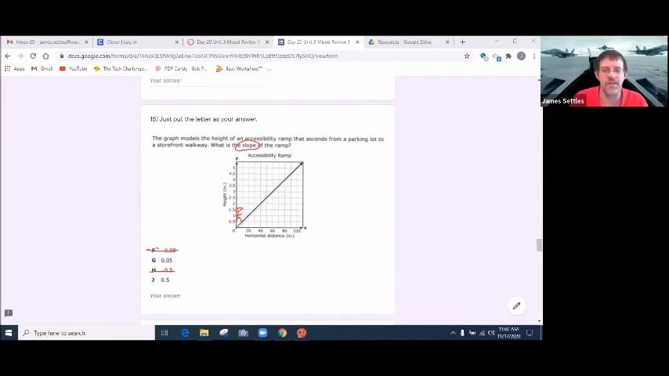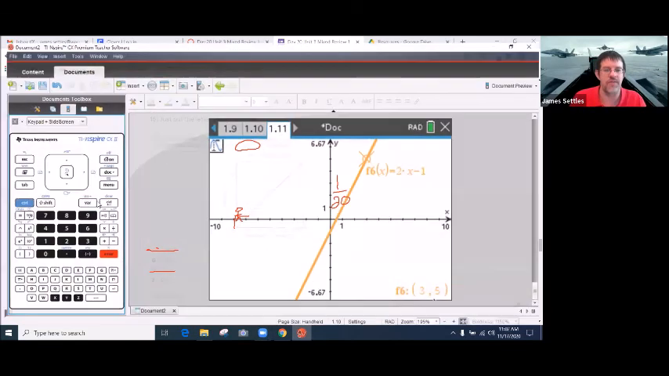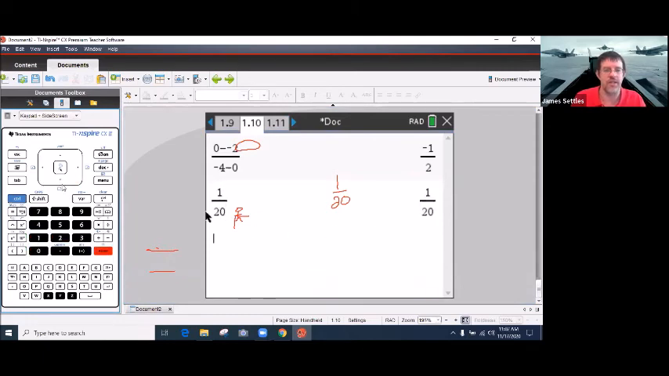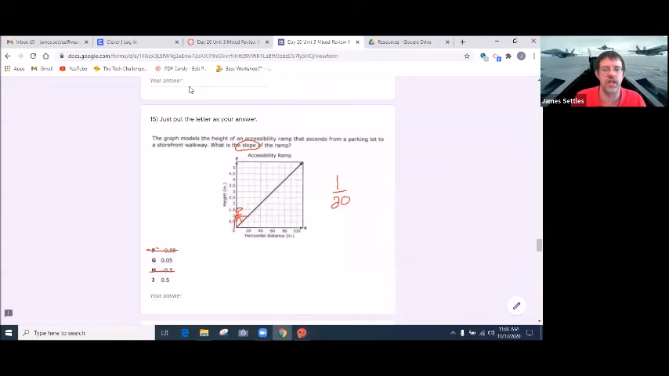You could guess on this one, but if we go up 1 and over 20, it would be 1 over 20. And if you put this in the calculator, I just want to remind you of this feature right here. So I'm going to go back to this. If I put control divide and put 1/20, it gives me a fraction. If you hit control enter, it gives you a decimal, and it's 0.05, which is G.